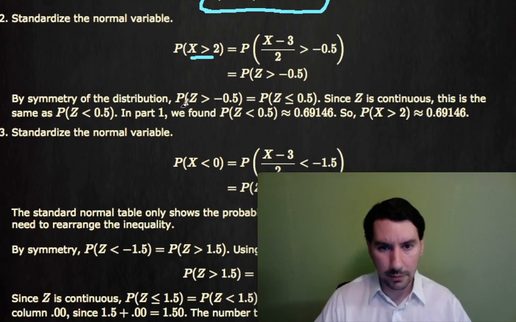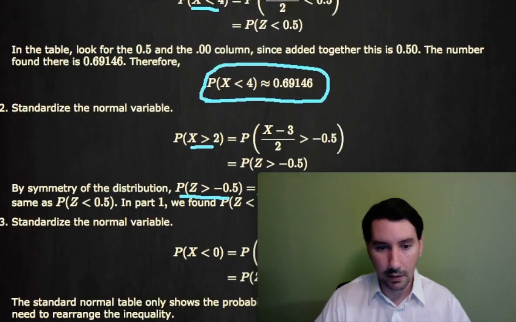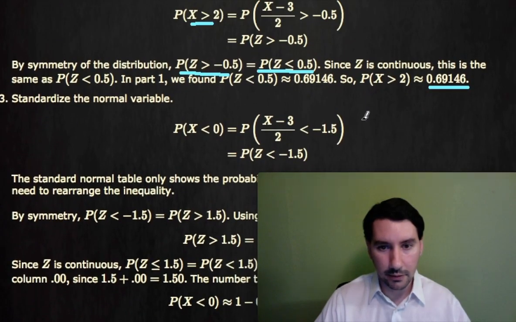So we're looking for the probability z is bigger than negative 0.5, which is equal to the probability z is less than or equal to 0.5. So again, we get 0.69146. And finally, we're going to look at the probability x is less than 0. So the probability x is less than 0, if we subtract 3 and divide by 2, is the probability x is less than negative 1.5, or the probability that z is less than negative 1.5.